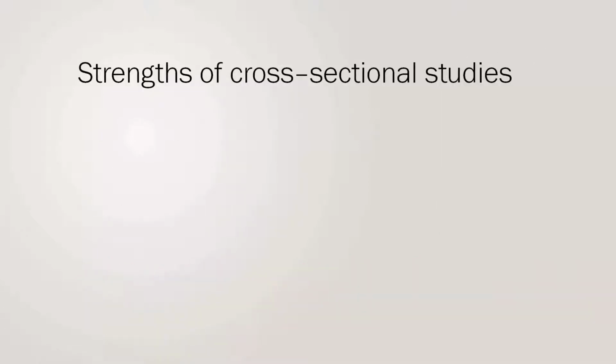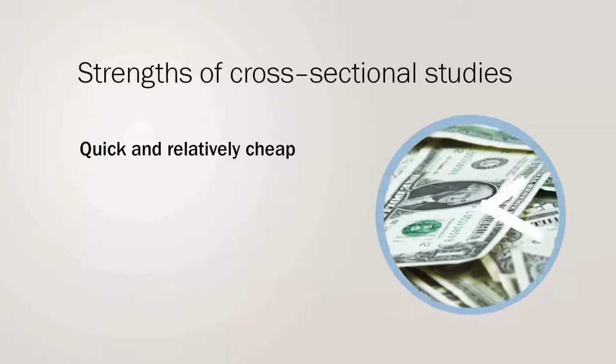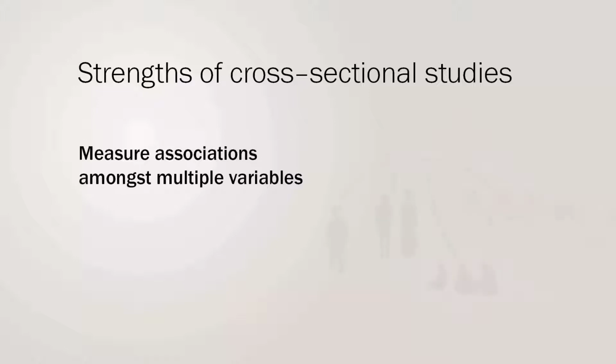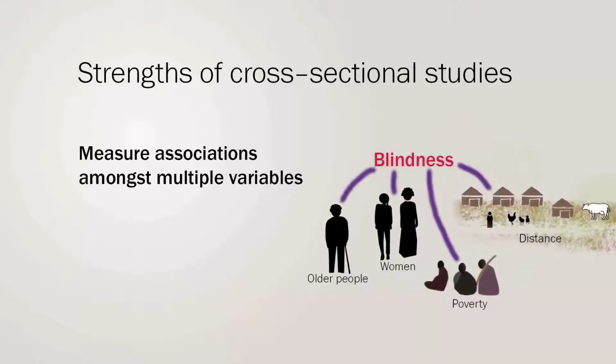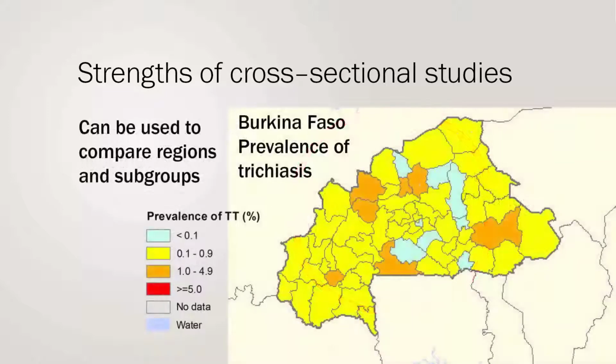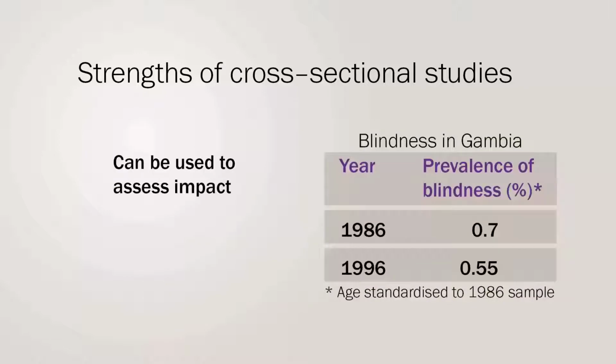The main strengths of cross-sectional studies are: they are usually quick and relatively cheap to do. They can be used to measure associations amongst multiple variables. They are useful for generating hypotheses. Information collected can be used to compare regions and also subgroups such as ethnicity, age, and gender. When repeated over time, they can be used to assess the impact of an intervention on a population.